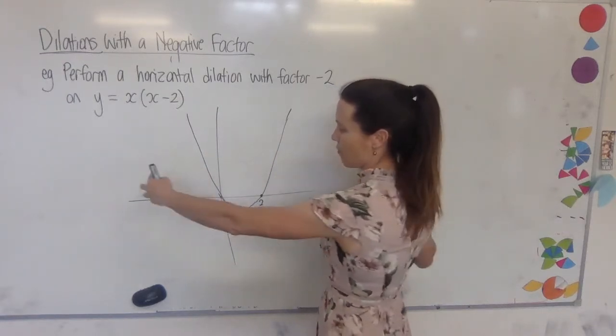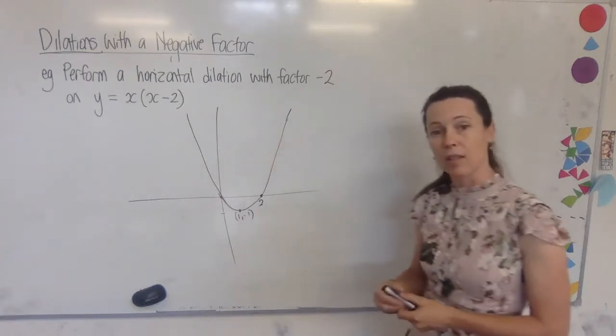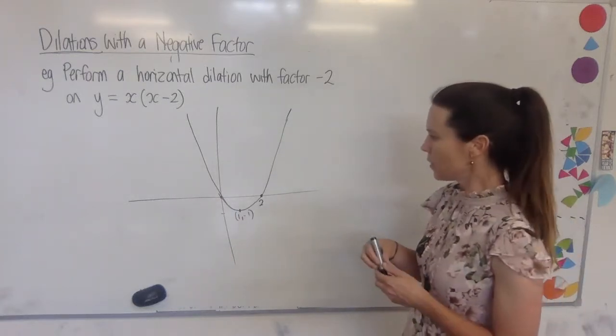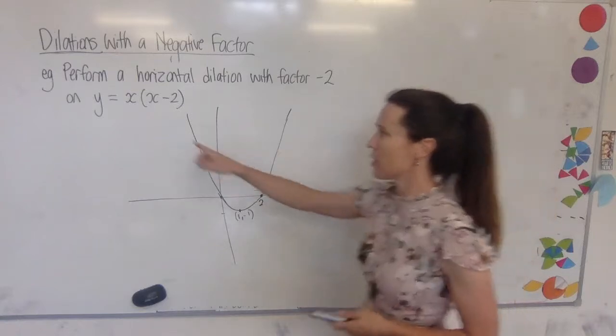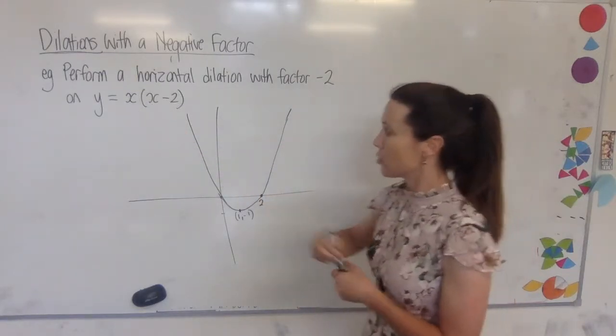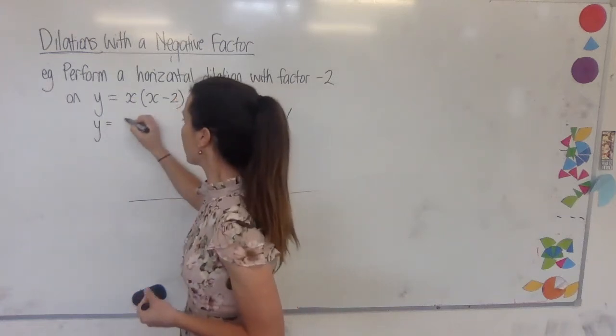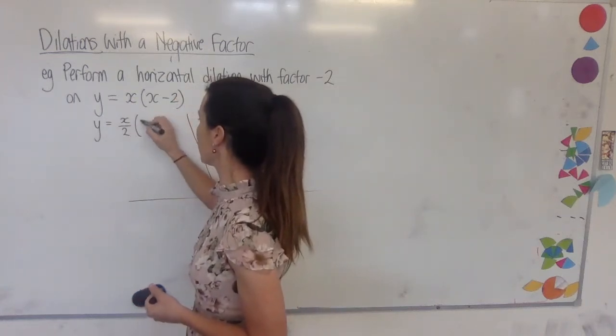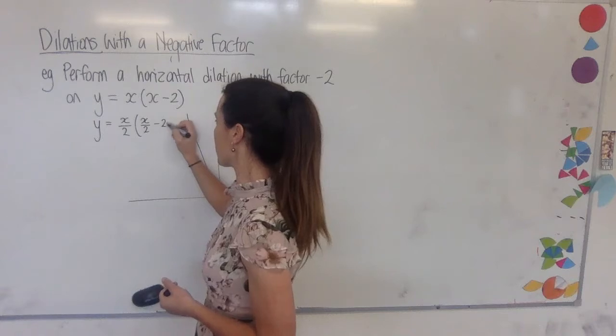It's going to make everything further away from the y-axis. It's going to be twice as far. So what I need to do is adjust my x values to not be x, but to be x over 2. So I'm going to do it like this: x over 2, x over 2 minus 2.